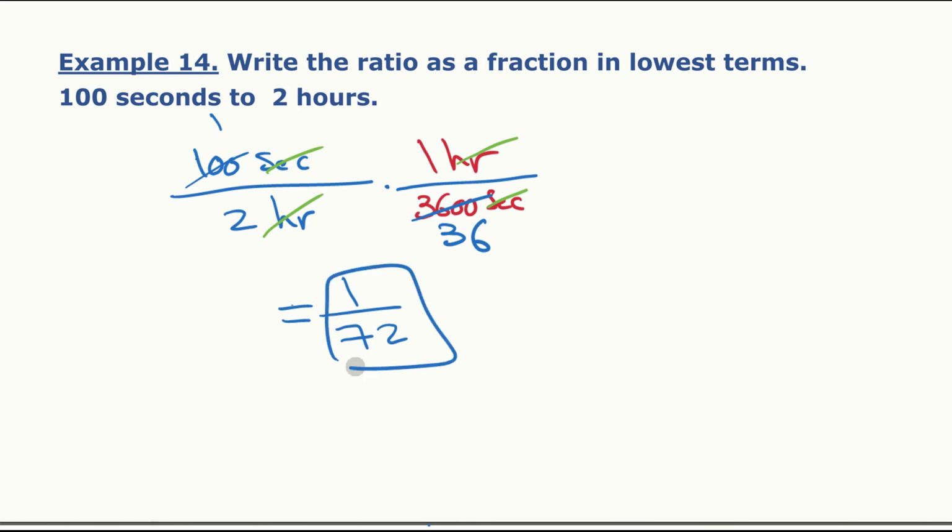So this is kind of a nice size comparison. So how does 100 seconds compare to 2 hours? Well, how does 1 compare to 72? You see, in other words, 2 hours is 72 times longer a period of time than 100 seconds.